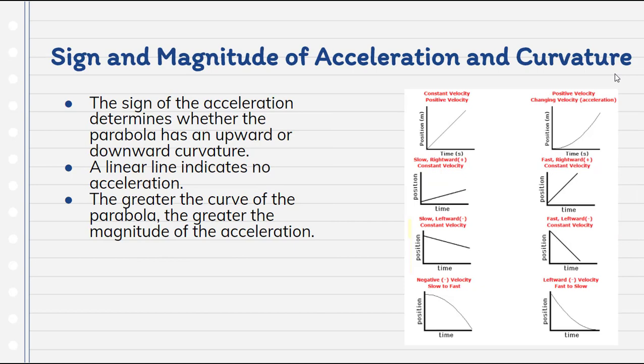The sign of the acceleration determines whether the parabola has an upward or downward curvature. The greater the curve of the parabola, the greater the magnitude of the acceleration. So if you have a very large curve upward, that means that the acceleration is occurring very rapidly and you have a large value for a.